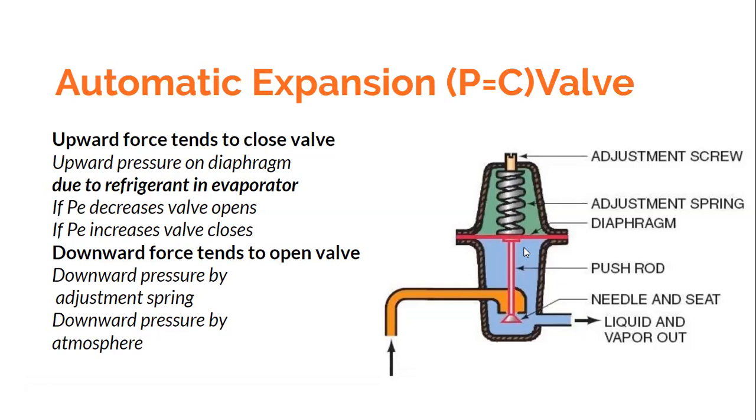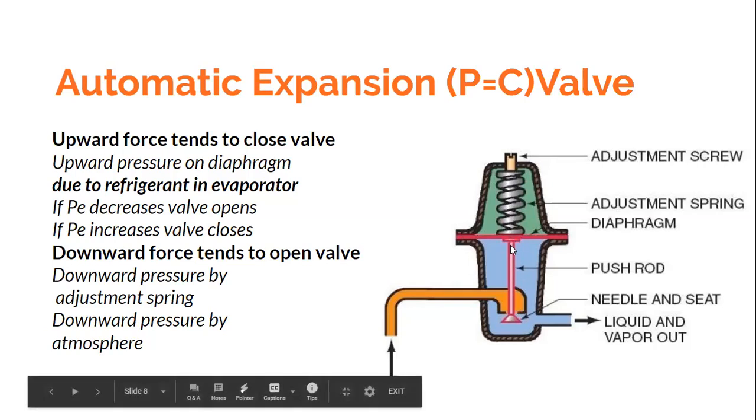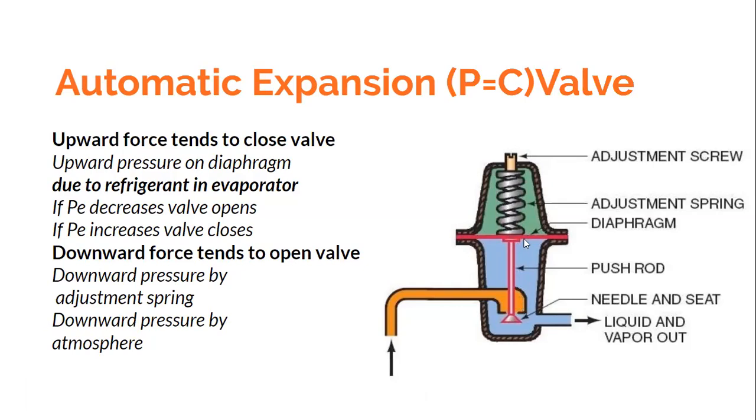Now what does the downward force do? Imagine that there is a downward force, exerted by the atmosphere and by the spring. This would tend to open the valve, and this is again obvious from the diagram. This would be pushed downwards. When it is pushed downwards, you see that this tapered portion comes in contact with this smaller portion, and the valve will in a way open. So by downward force, the valve tends to open. By the upward force, the valve tends to close. And these upward and downward forces are adjusted in a way that the pressure inside the evaporator is maintained constant.